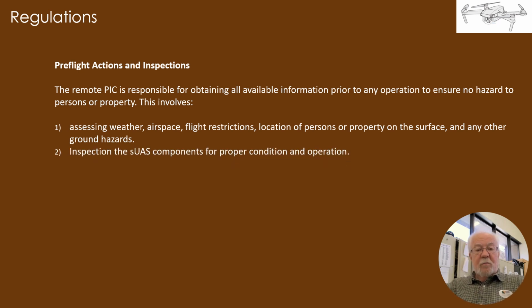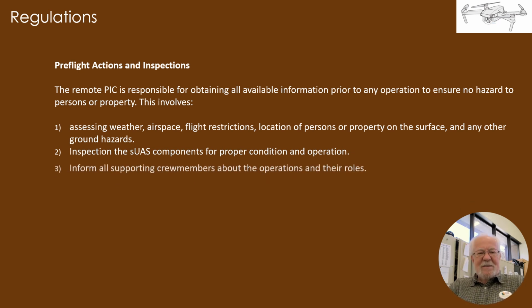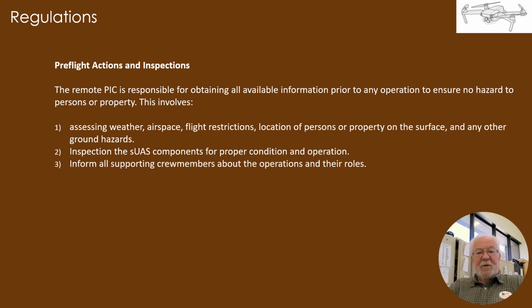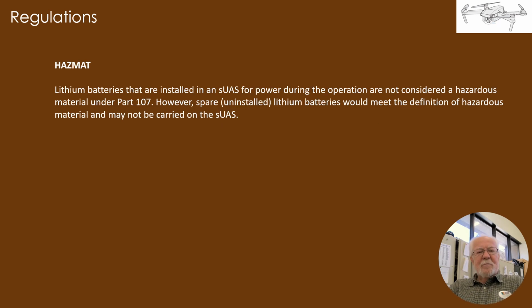Inspect all components for proper condition and operation, right? This is a pre-flight inspection, basically just like an aircraft, just like the airlines, just like everybody that flies an airplane. You've got to make sure there are no parts that are going to fall off while you're flying and hurt somebody. Then inform crew members about the operation, what is going to happen and who does what, right? I'm in charge. If we're in an area near an airport, you're looking for other manned aircraft flying around, because we're not allowed to interfere with manned aircraft. We've got to stay away from manned aircraft and give way to them.